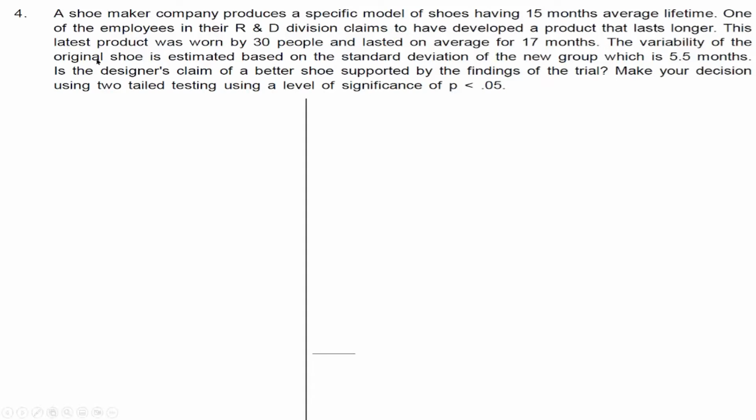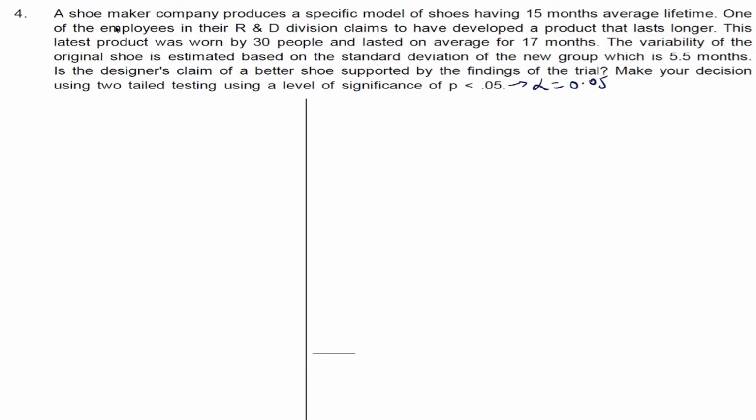Moving on to the next question. A shoemaker company produces a specific model of shoes having 15 months average lifetime. One of the employees in the R&D division claims to have developed a product that lasts longer. This latest product was worn by 30 people and lasted on average for 17 months. The variability of the original shoe is estimated based on the standard deviation of the new group, which is 5.5 months. Is the designer's claim of a better shoe supported by the findings of the trial? Make your decision using two-tailed testing using a level of significance of p less than 0.05. The meaning is that alpha is 0.05.